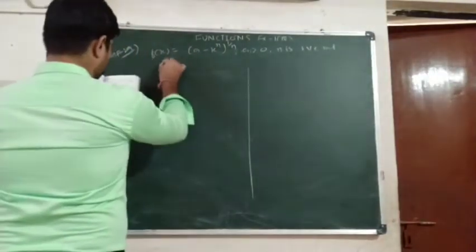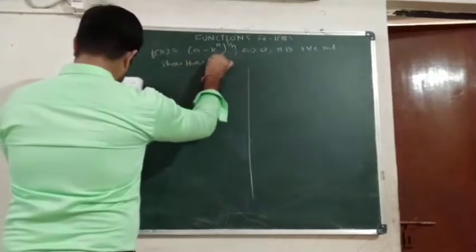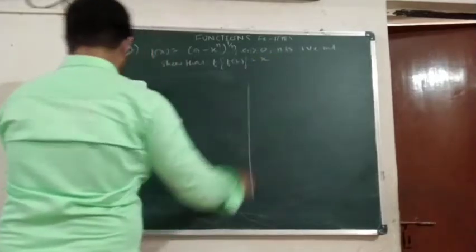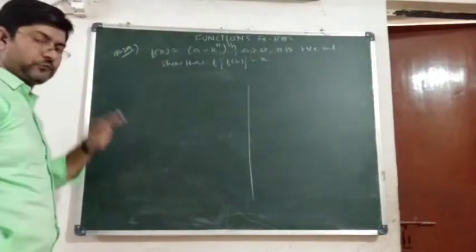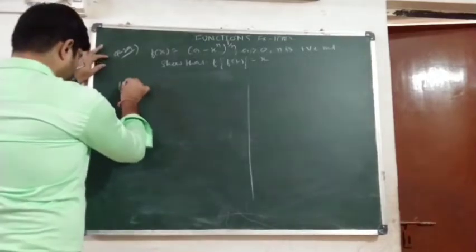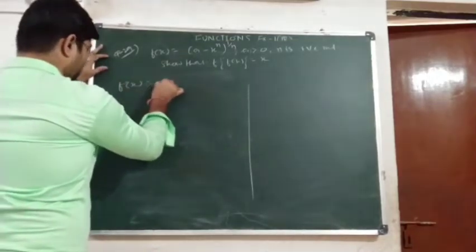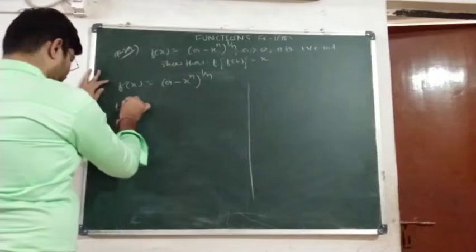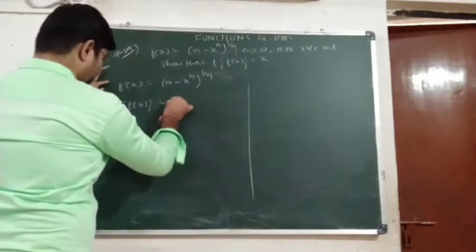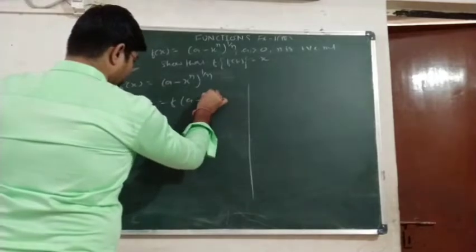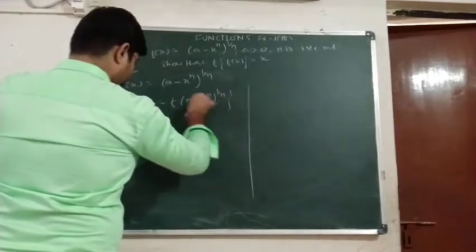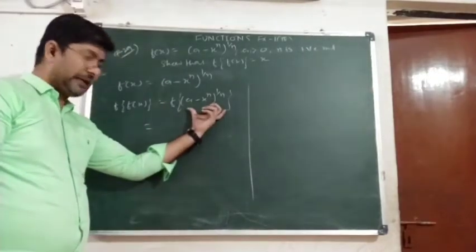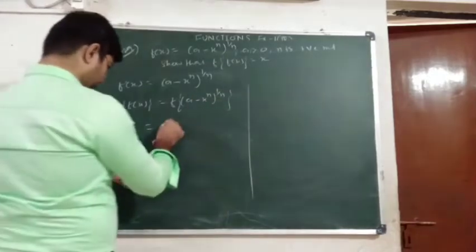show that f of f of x is equal to x. Okay, now let us find out. This is simple. f of x is given to be (a minus x raised to n) whole raised to 1 by n. So f of f of x is equal to f of (a minus x raised to n) raised to 1 by n. Again, in the formula of f, in place of x we will put this whole value. Okay, so it will become like this.